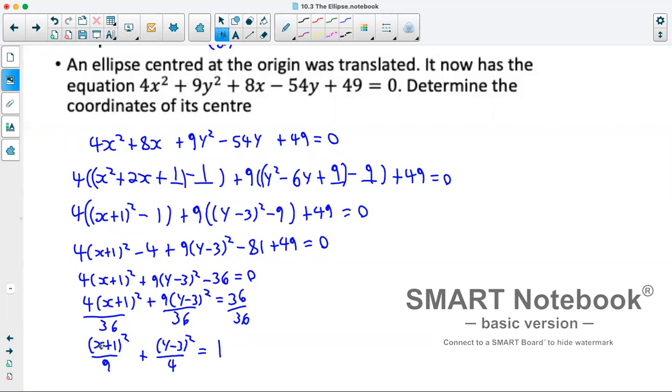We, however, did not need to go this far to actually solve it. We could have solved it here, but it's always good practice to go all the way. So we can say that our center is at -1, +3.